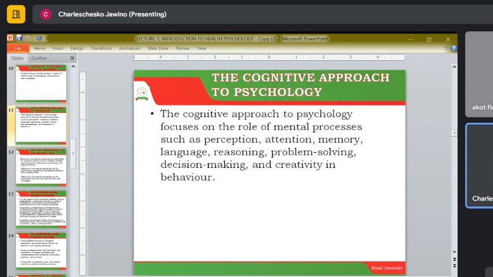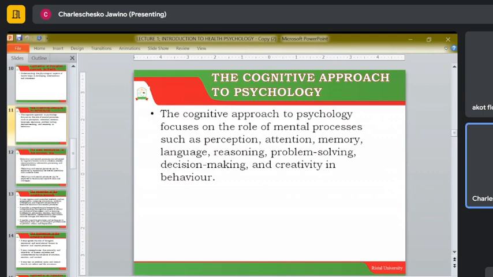Proceeding to the cognitive approach to psychology. The cognitive approach to psychology focuses on the role of mental processes such as perception, attention, memory, reasoning. I will pull out reasoning, memory, and perception, because these three terms give details of cognition. How do you reason? Can you keep information? Can you retrieve information that you kept? Information on what happened yesterday, on what happened last week. Perception: what do you perceive from an event that has happened?